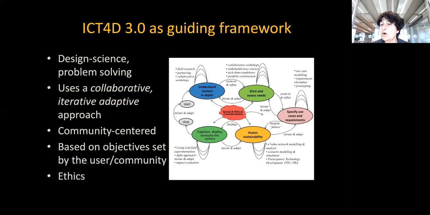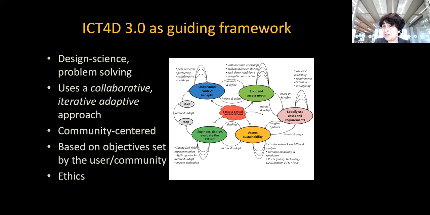Okay, we also have our own framework, and the students that have already done a course with me already know this diagram, because we always use it, but it's nice for the new students to see it. This is our design science problem solving approach to ICT4D. It's again collaborative. We do it together, not only together in our team, but also together with the users. So co-design, iterative, as I said. So you learn by doing, community-centered, and it's based on the objectives set by the community.